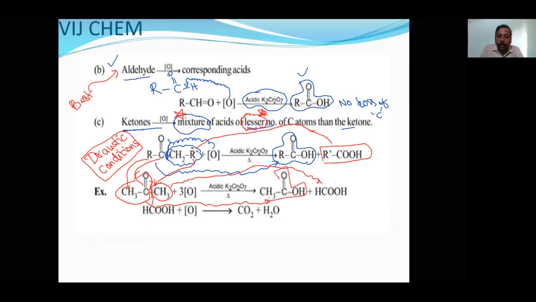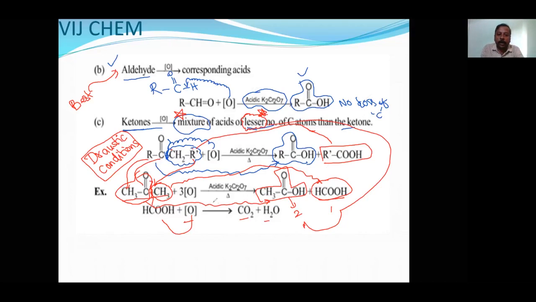So this is 2 carbon. This carboxylic acid is of 2 carbon, lesser than the original. How many carbon atoms did it have? 3 carbon. But it has only 2 carbon. It was having 3 carbon, but it is having only 1 carbon. This is the meaning of this lesser number. And the problem is that formic acid is very unstable, and it will further get oxidized to form CO2 and H2O.